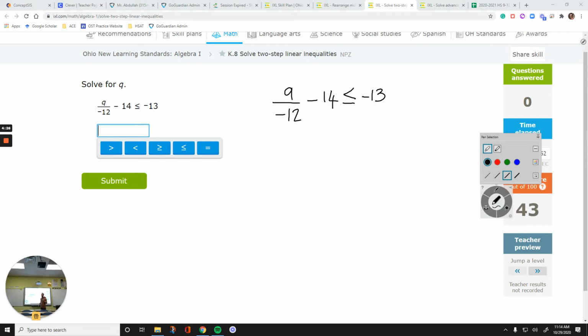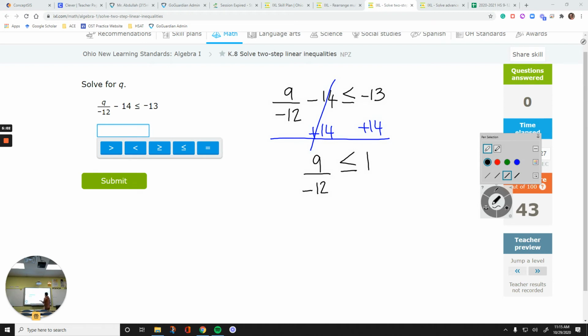Okay, two-step inequalities. The first thing over here is a -14 that I need to get rid of by doing its opposite. So the opposite of -14 is plus 14 on each side. That's my first step. These are gone. Right side, I have these like terms. -13 plus 14 is just a positive 1. Bring down the sign, and then the left side, which is q over -12. This q looks like a 9, but I guarantee you it is not a 9, it is a q.